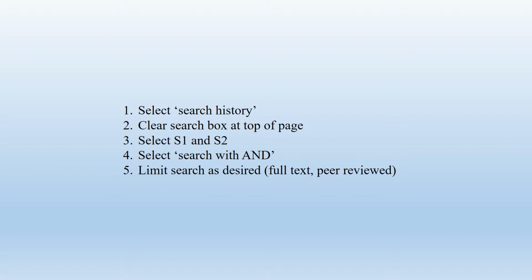Now that you have used the thesaurus to complete searches for your facets, you will now select Search History, clear the search box at the top of the page, select S1 and S2 or Search 1 and Search 2, select Search with And, and limit your search as desired. I limited mine to full text and peer-reviewed.